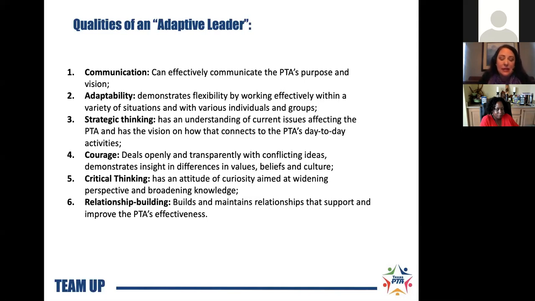And sixth, they are relationship builders. They understand the importance of building and maintaining relationships, both within and outside of PTA, and support and improve the PTA's effectiveness. They look for opportunities to work with other leaders who share common knowledge or challenges or have experience with creative solutions. They love to connect others who could benefit from working on projects together.